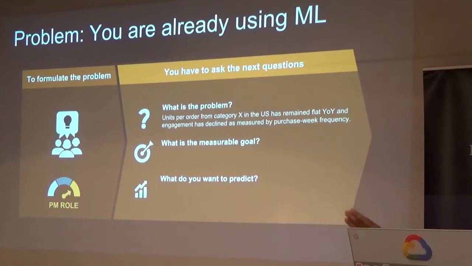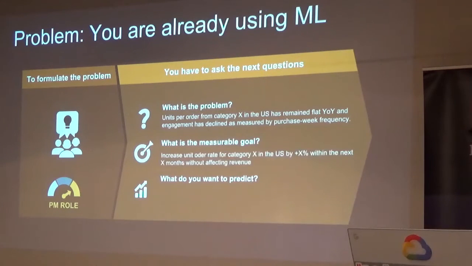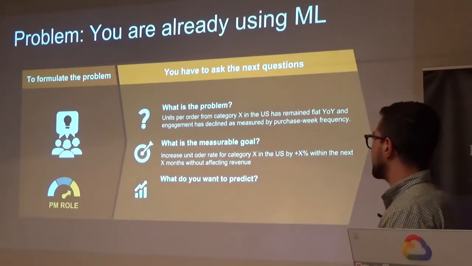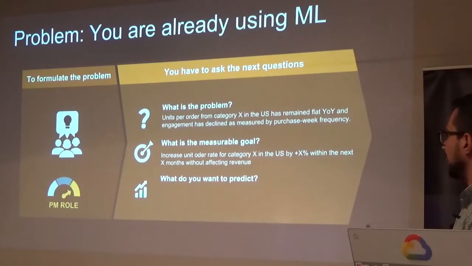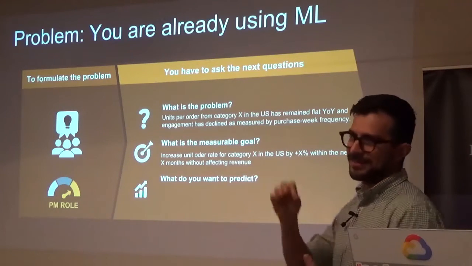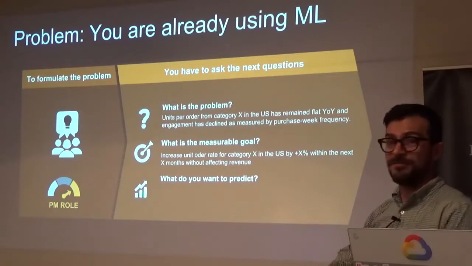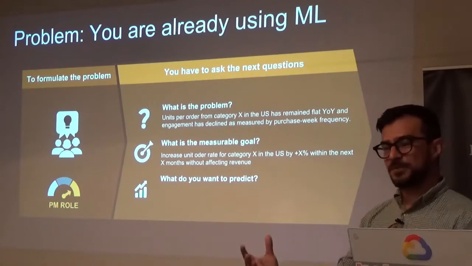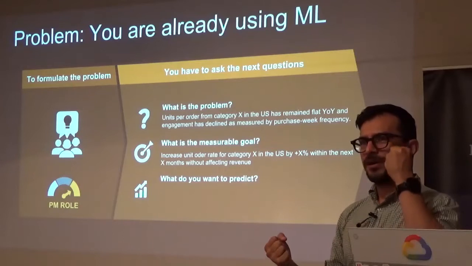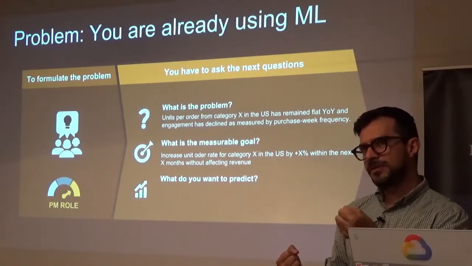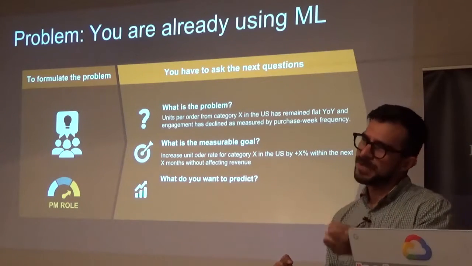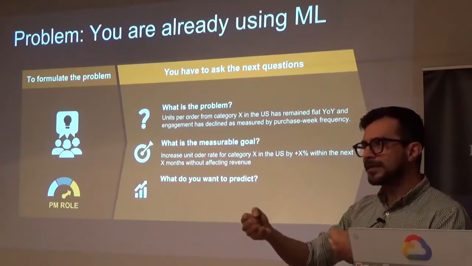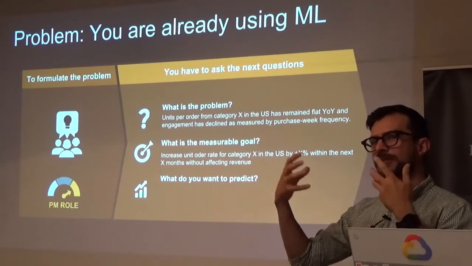You say, yeah, that's a problem. You're not thinking about the solution, you're not thinking about anything. This is just a problem. But what we want in this case, or what the team wanted, is to increase the unit order rate for this specific category in the US by X% within the next X months without affecting revenue. So then you're starting to put in limits, right? Well, this category hasn't grown a lot, and we will expect this to go. So I want more people to order more products.